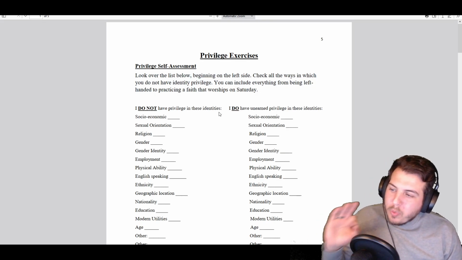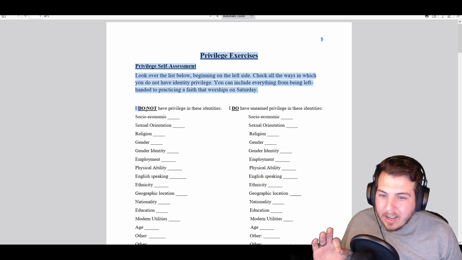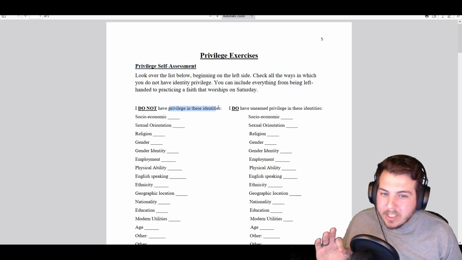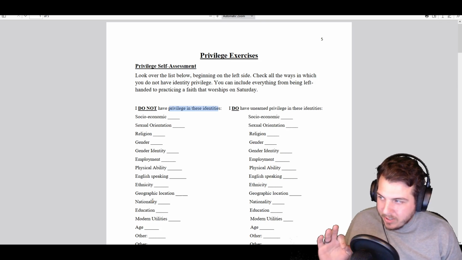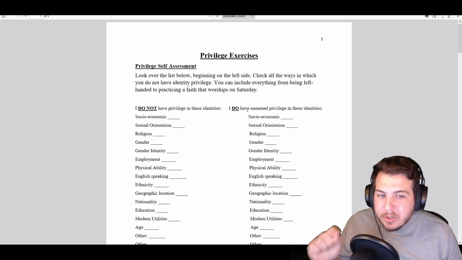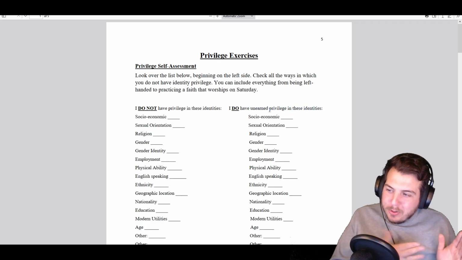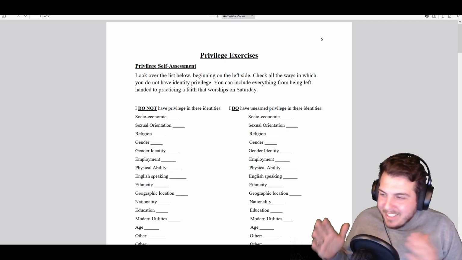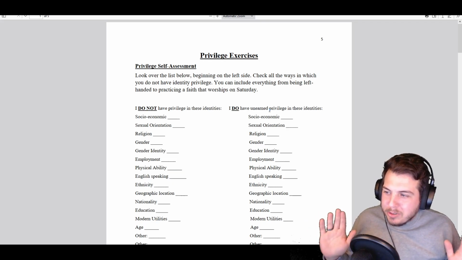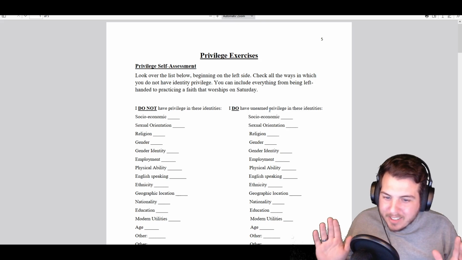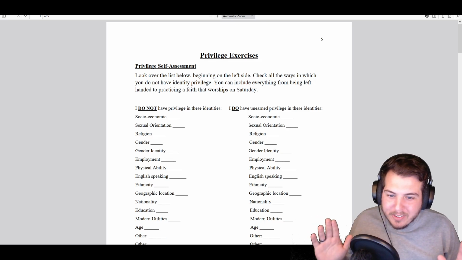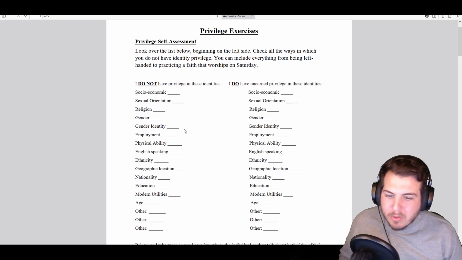But look at the way they word this. I do not have privilege in these identities, right? I do have unearned privileges in these identities. So you're damned if you do, and you're damned if you don't. Either way, it's a lose lose. You automatically always have privilege somehow. And you're supposed to rank it here.